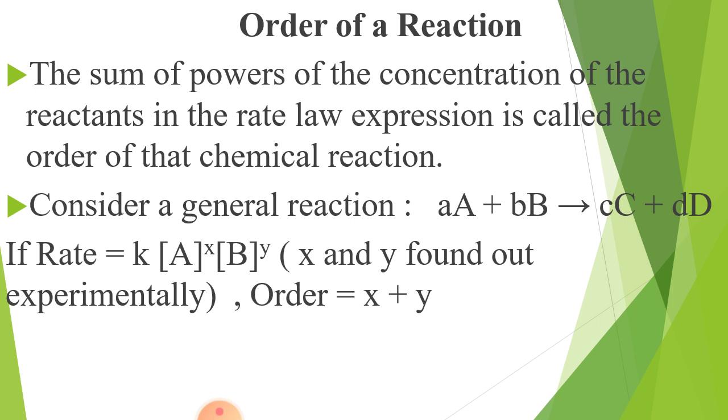or small b, because this is an experimental quantity. So we cannot write it by seeing the balanced chemical equation. Here X and Y are found out experimentally. So this power X and Y, after adding, we get the order of reaction. So for this reaction the order of reaction is X plus Y.